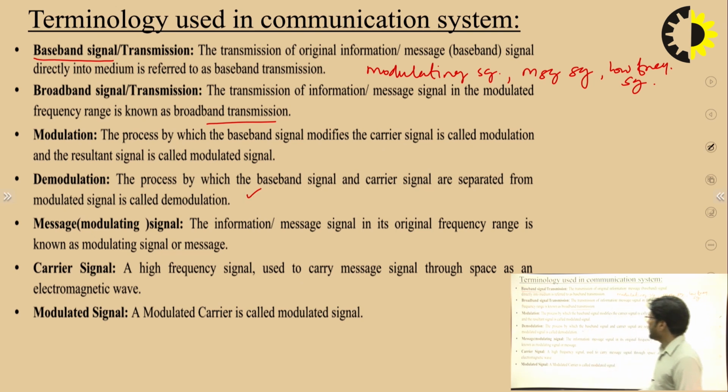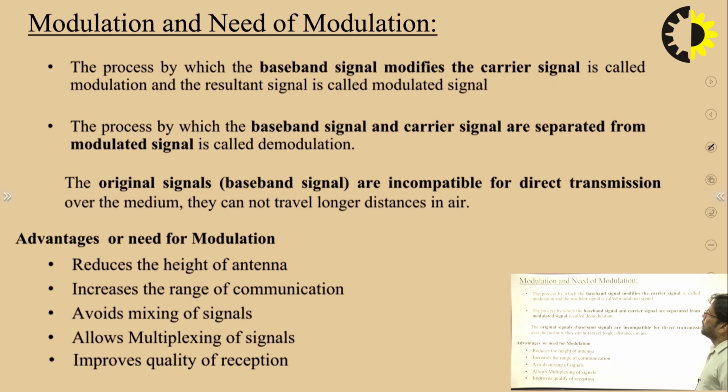So message signal is nothing but a baseband or low frequency signal. Carrier frequency is a high frequency signal that is used to convert the low frequency signal into the high frequency modulated signal. So modulation and needs of modulation.